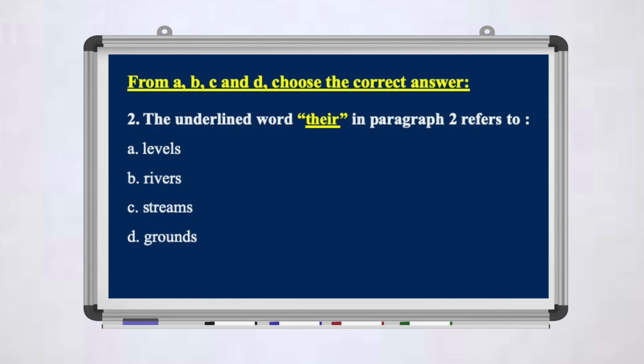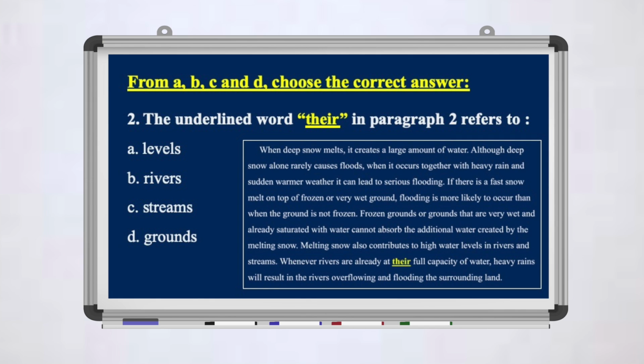For number 2, the underlined word there in paragraph 2 refers to. Now, in order to see paragraph 2, here it is. We can see that there is highlighted in yellow right around the ending of the paragraph. So what does there refer to in this paragraph?